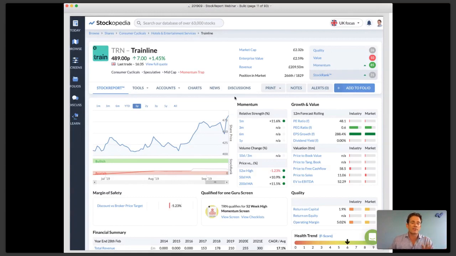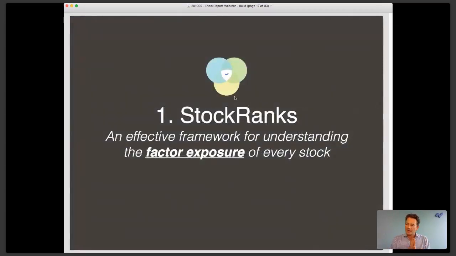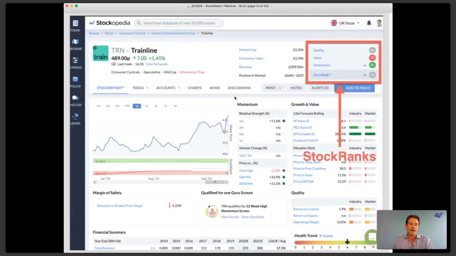Now, let me go through these 7 things. The first thing, and I know a lot of you are very familiar with the StockRanks. I'm not in this webinar going to talk about how they're composed. I'm going to talk to you more generally about them. If you do want to learn more about the StockRanks, we have lots and lots of information on them in the Learn section on the site, and also in webinars. I highly recommend the 5-year webinar I did last year, because that's got probably the most depth of material that I've done on them. But in essence, they are the 4 numbers in the top right.